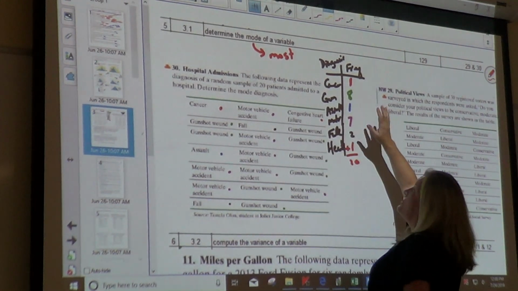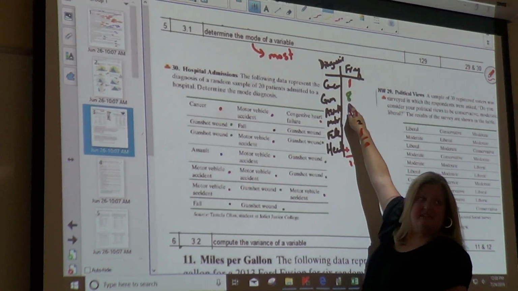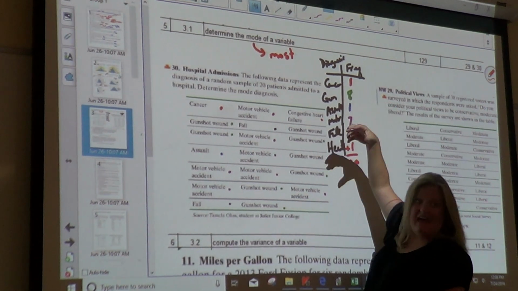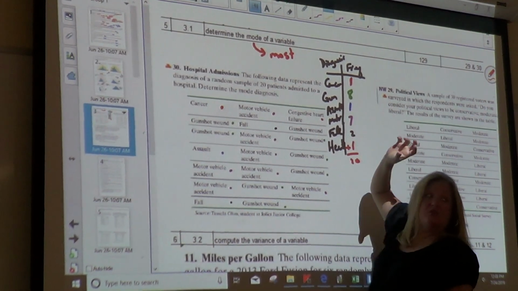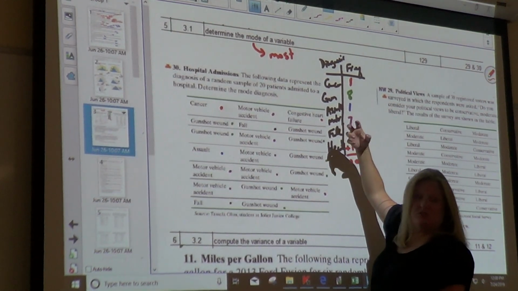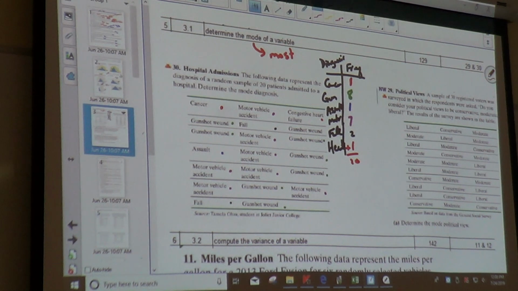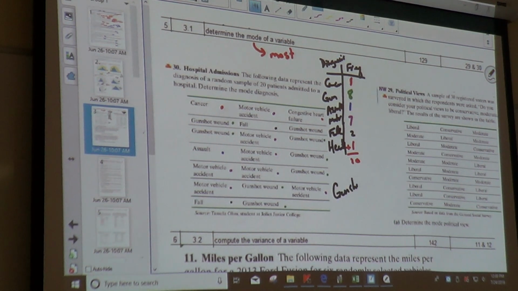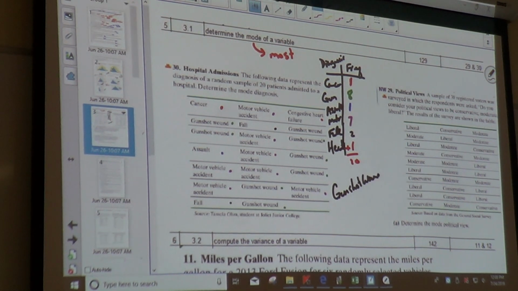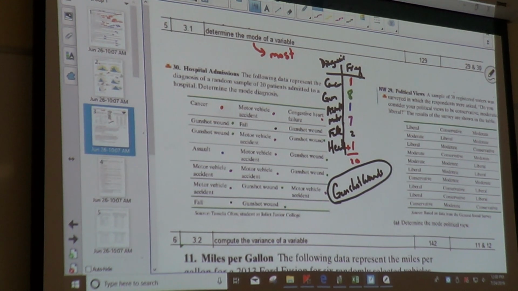And now, your answer's not 8. I don't want to know how many times the most appeared. I want to know what appeared the most. So what thing appeared the most? Gunshot wounds. So my answer is going to be gunshot wounds. Not how many times it appeared, but what killed off the most people. That's what I'm looking for.